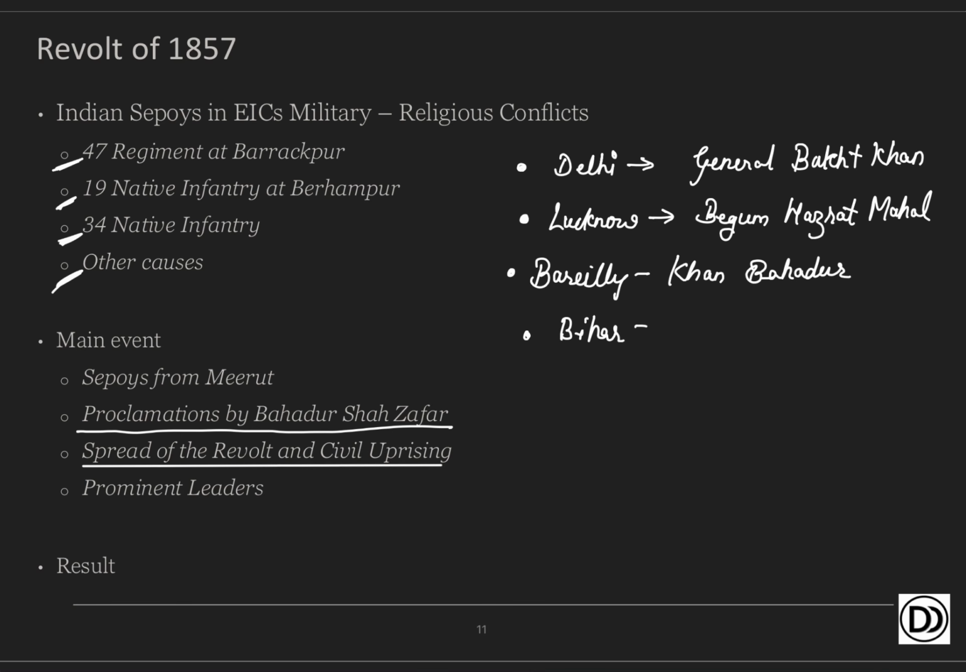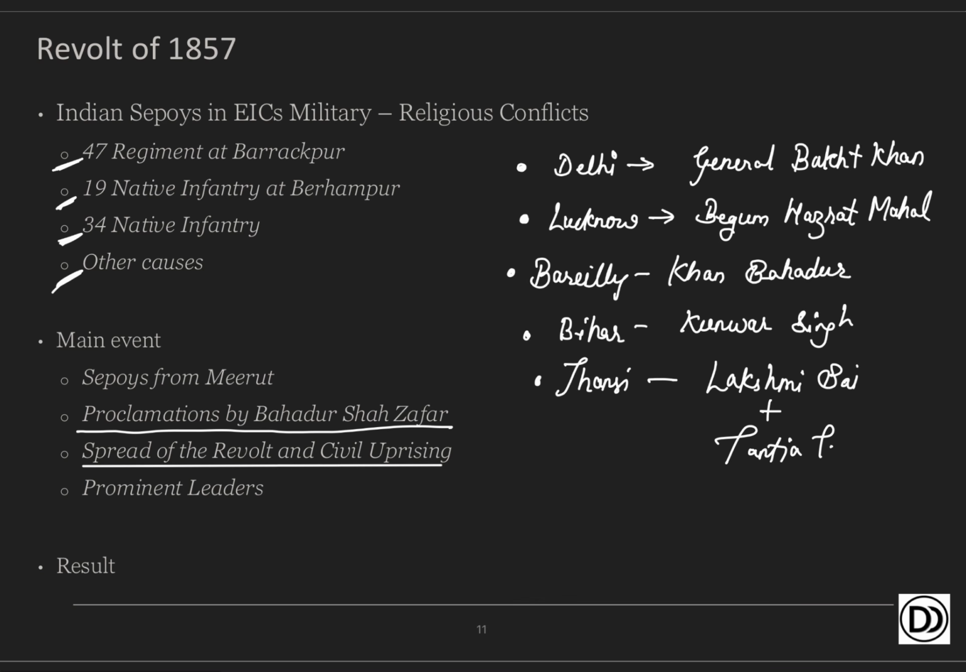In Bihar, Kunwar Singh. He was a zamindar. In Jhansi, Lakshmi Bai. And Tatya Tope. In Kanpur, Nana Sahib. These were very prominent leaders of the revolt at that time.